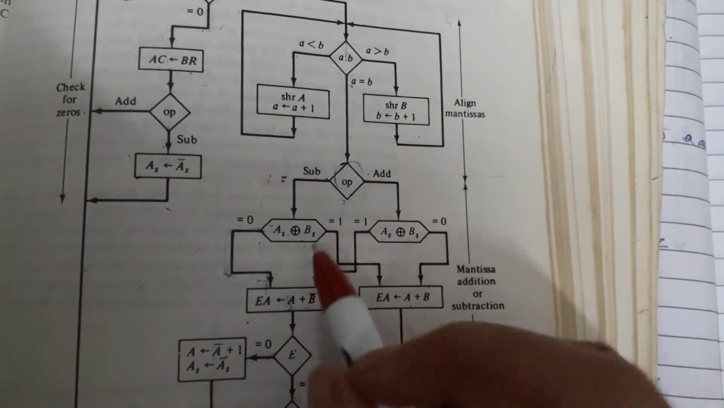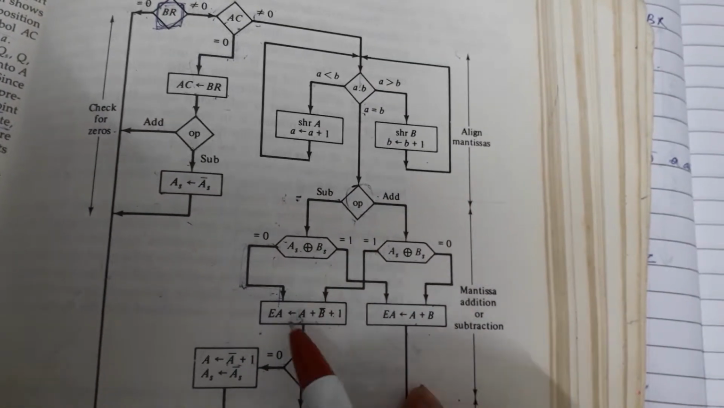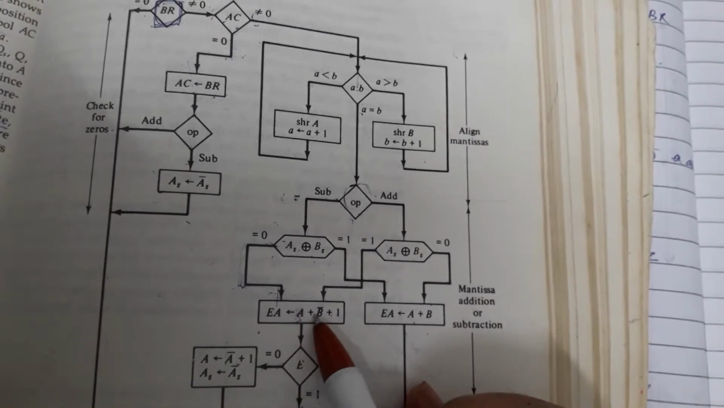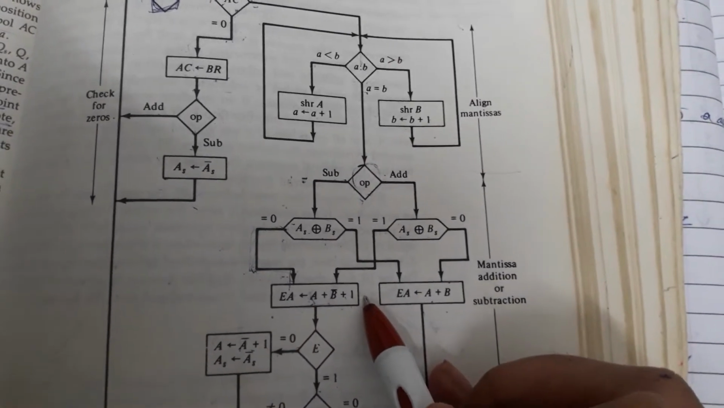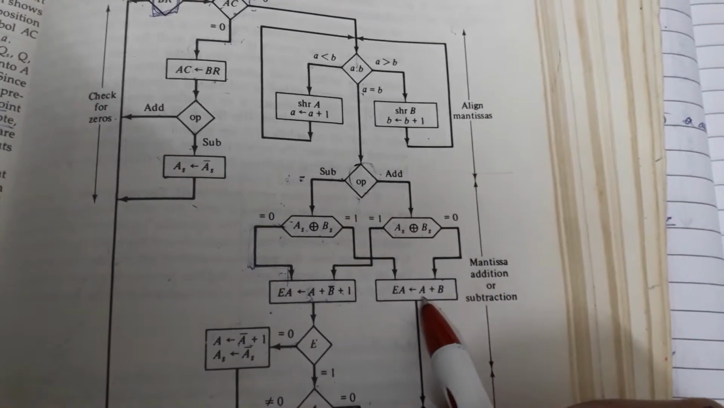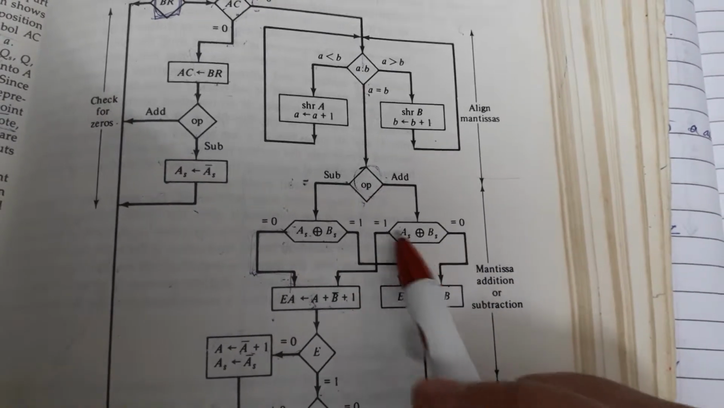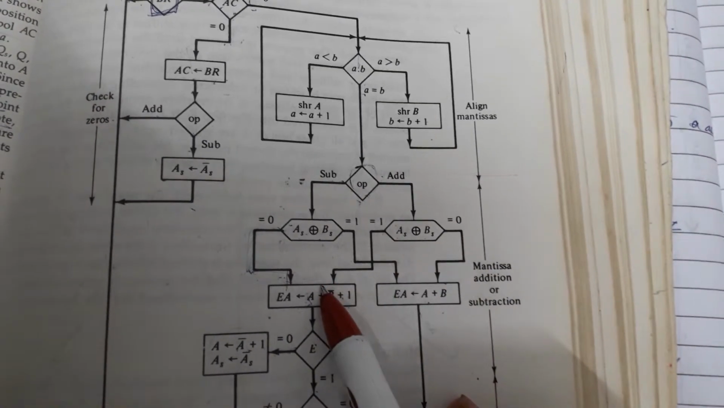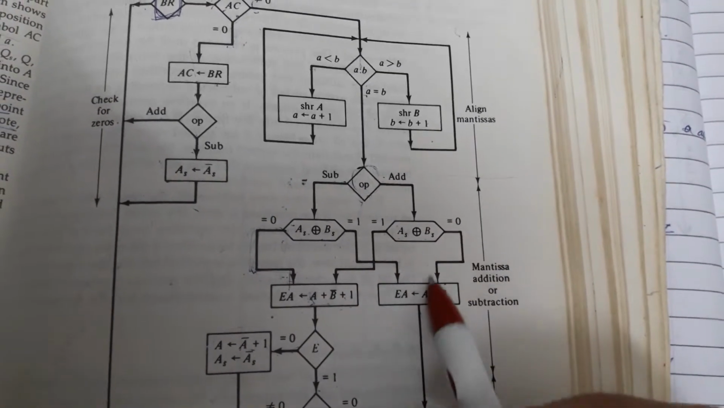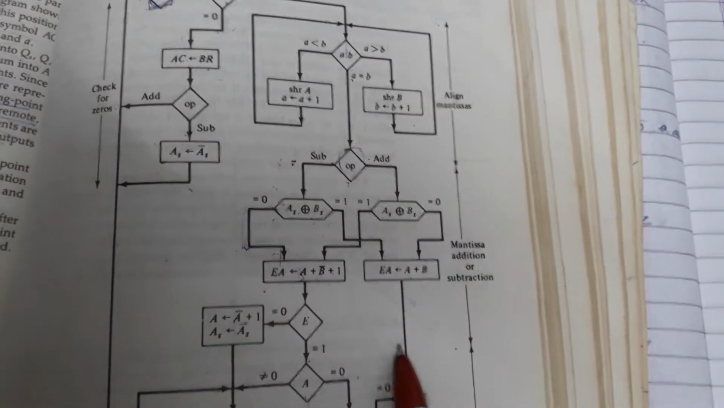So if the answer is 0, then we'll subtract, that is a plus b complement plus 1. And if the answer is 1, then we'll go for addition. So similarly here, if the answer is 1, then we'll go for subtraction, and if the answer is 0, then we'll go for addition.